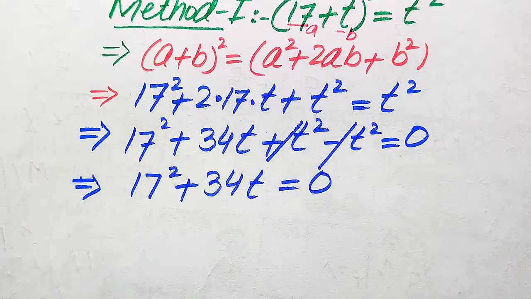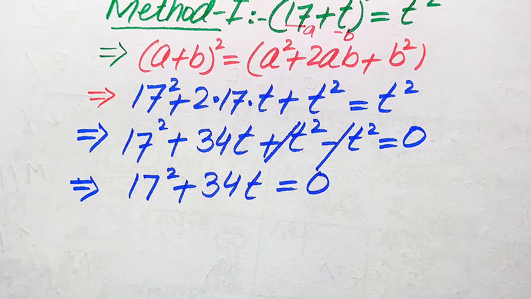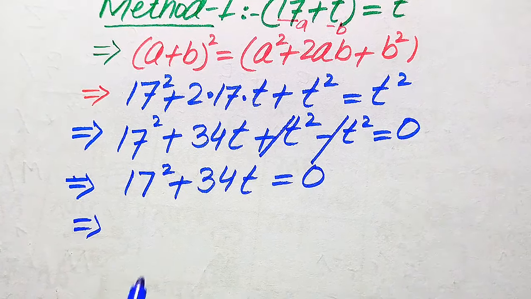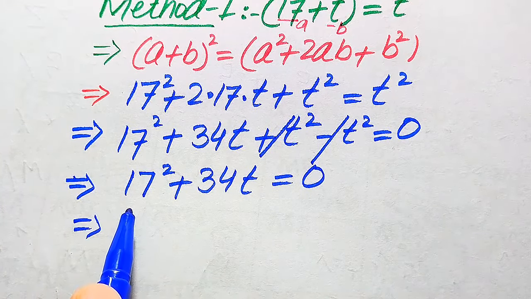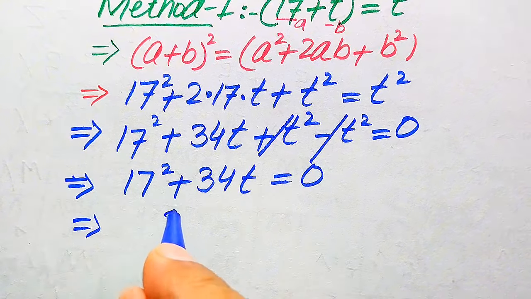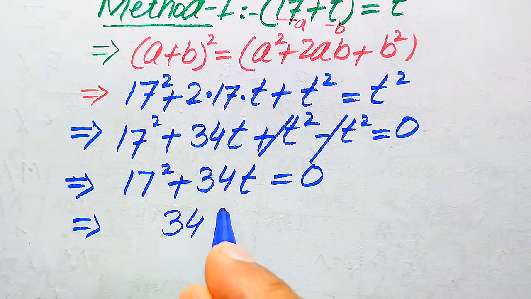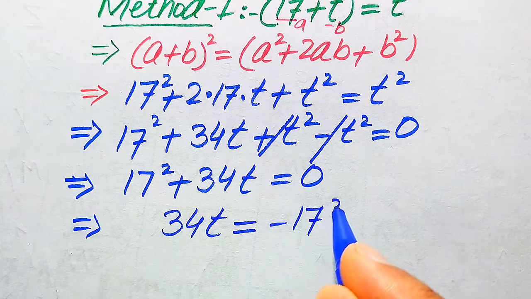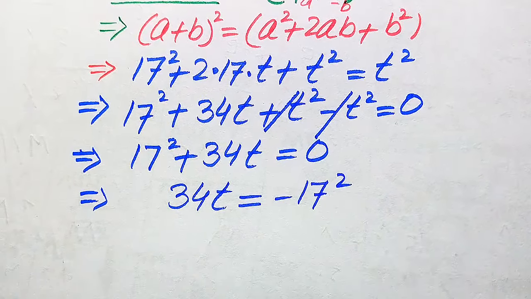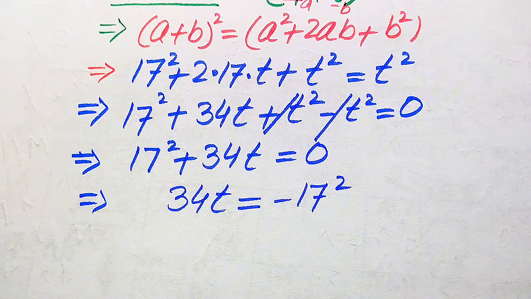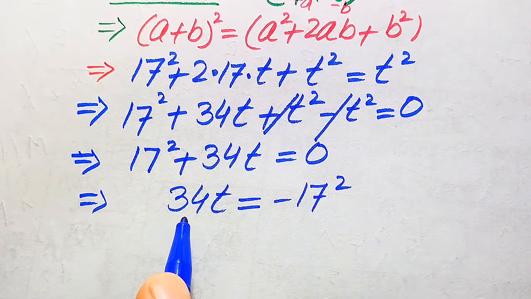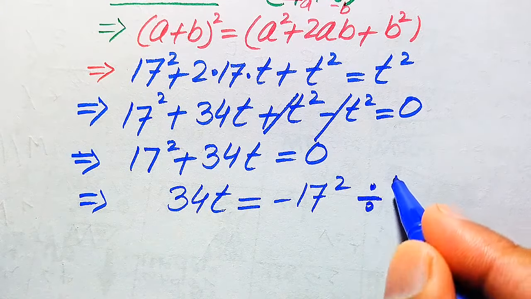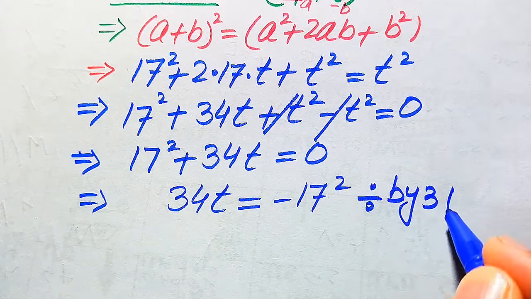So here our target is to find the values of t. That's why we move all the other terms to the right hand side. So here we have plus 17 square, and we move this to the right hand side, and it will be written as 34 times t is equal to minus 17 square. Now in the next step, for the value of t, we need to remove this 34 from the left hand side. So that's why we divide both sides by 34.